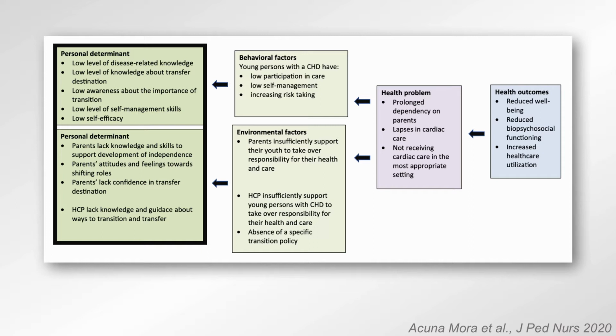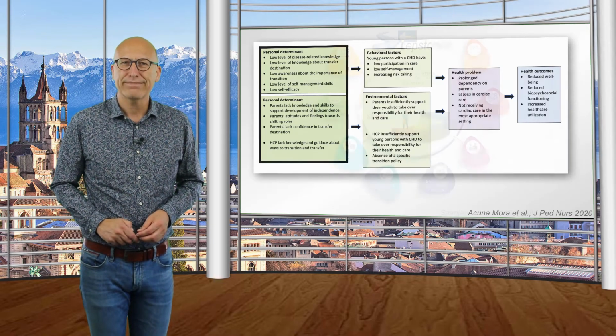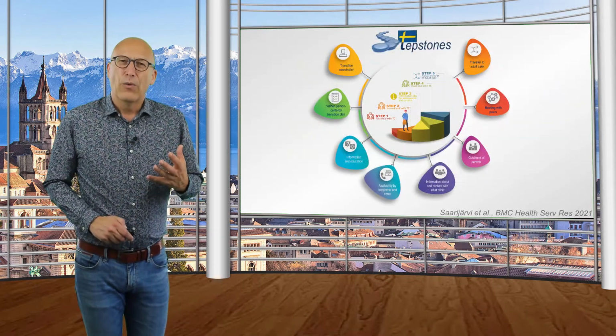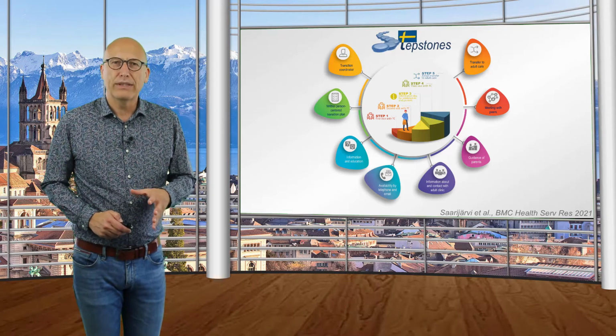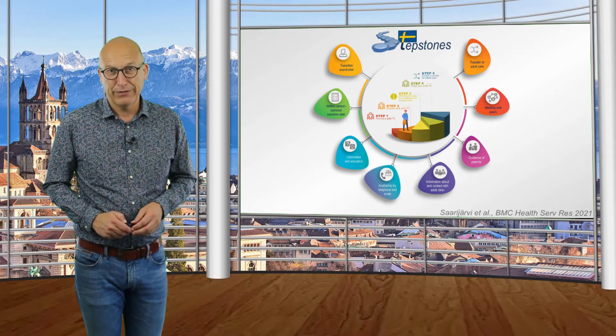And when you're intervening on these determinants, you're kind of flipping the model, because if you improve them, they have an impact on the behavioral and environmental factors. In its turn, the health problem is facilitated or improved, and then the health outcome. When we did this intervention mapping study, we ended up with the following intervention.